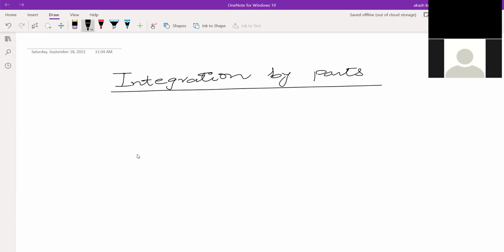Which one is f of x and which one is g dash of x? Let me just write down the question.